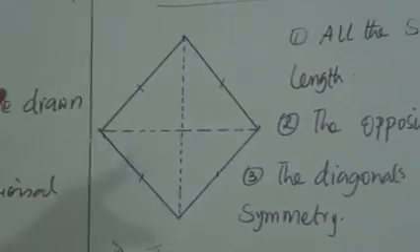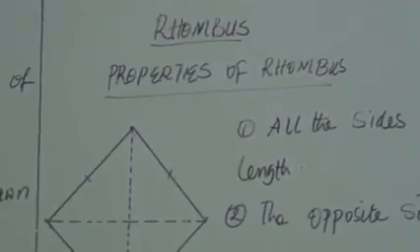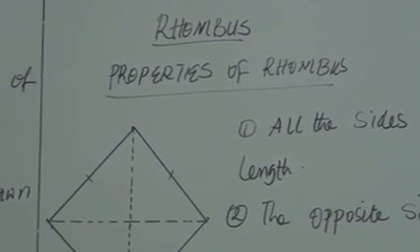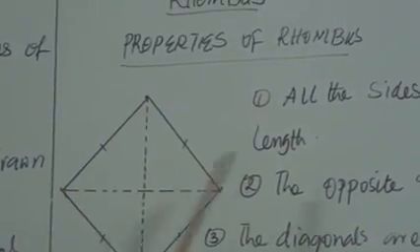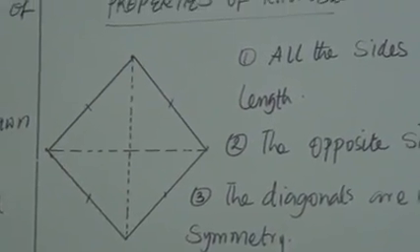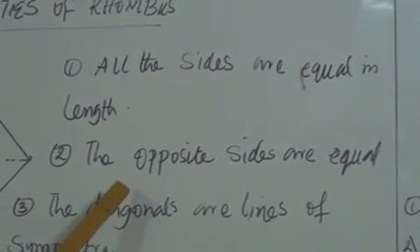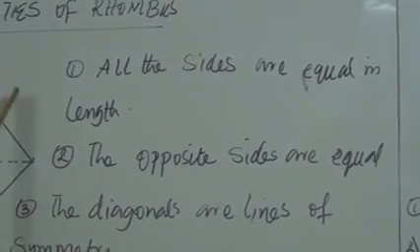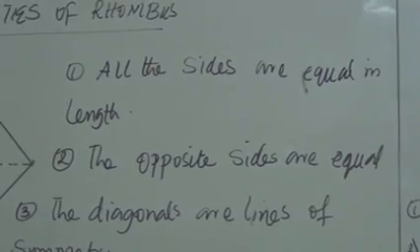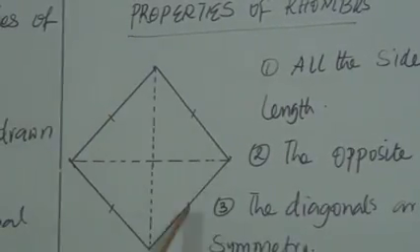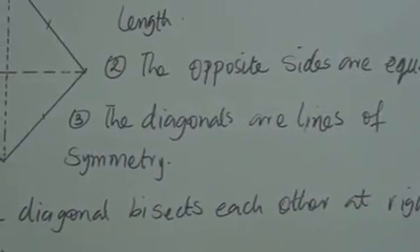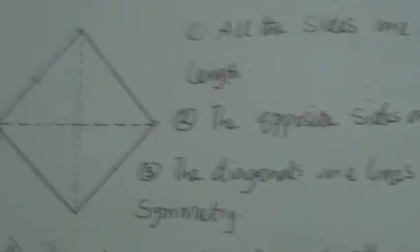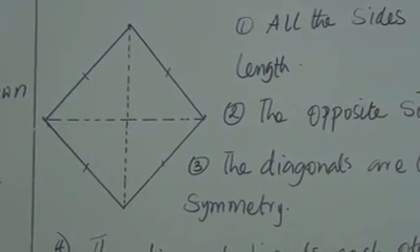So here we'll talk about the properties of the rhombus. Number one, all sides are equal in length. When you take a look at the diagram, you notice that the four sides are equal. Number two, the opposite sides are equal. And number three, the diagonals are lines of symmetry.